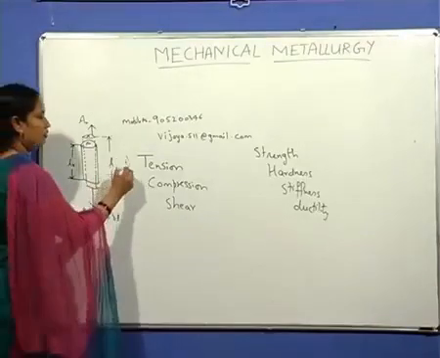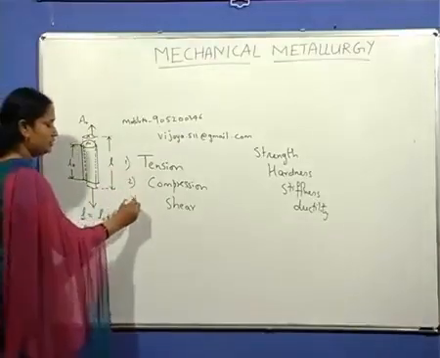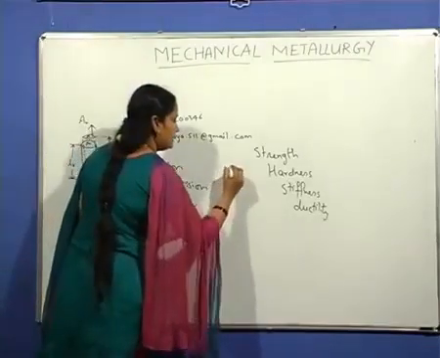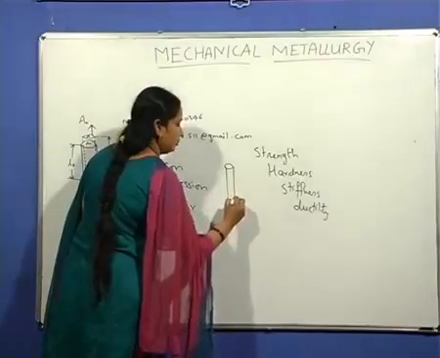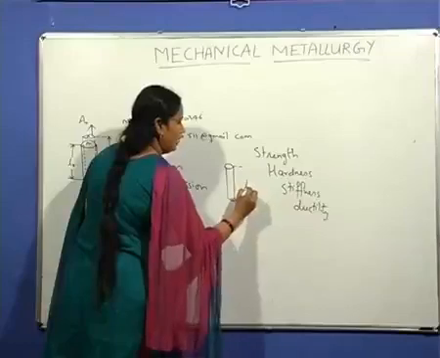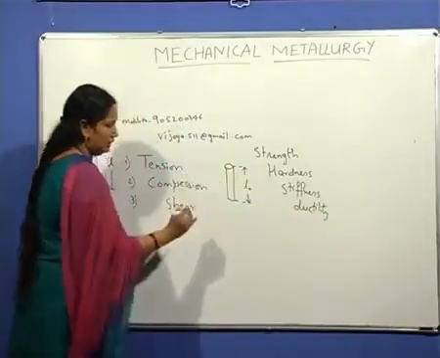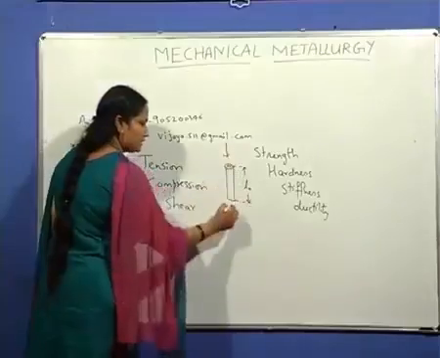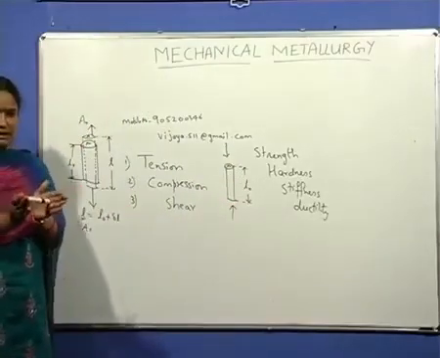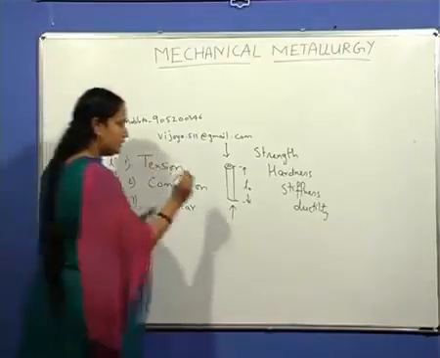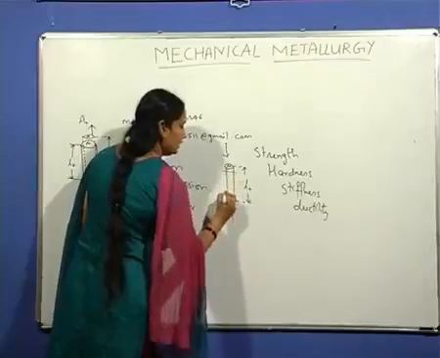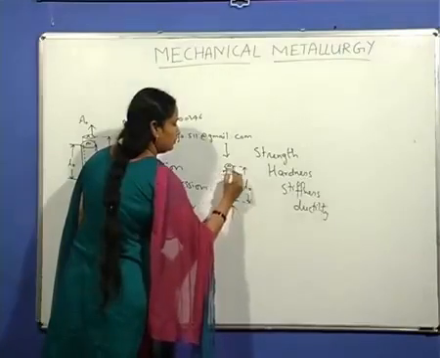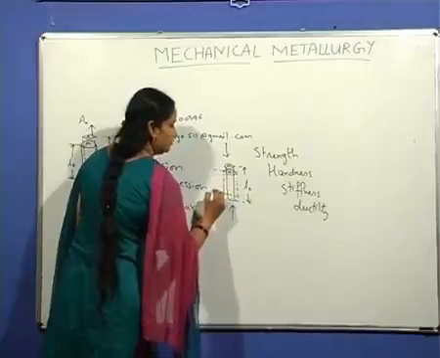Then the second important type of loading is compression. Compression is opposite to that of tension. So consider the same cylindrical rod, where the initial length is L0 and A0 corresponds to the initial cross-sectional area. When you compress that material, the material will undergo a decrease in length and an increase in cross-sectional area. This is A and this is the final length.